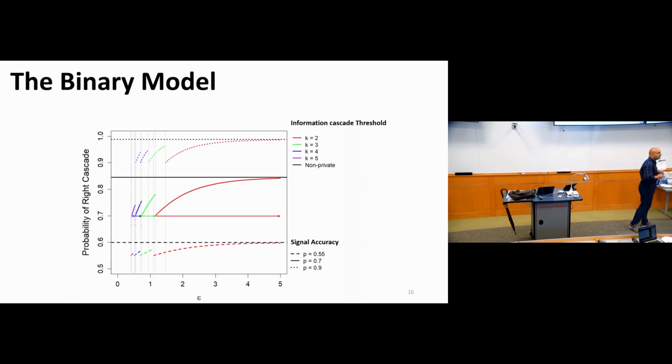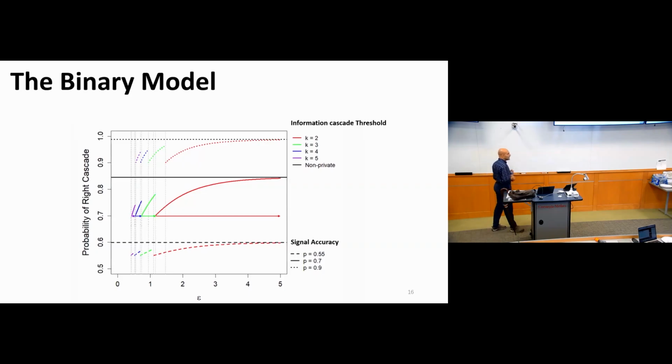There, now the privacy is so strict that 2 is no longer enough for people to follow the herd, to throw away their private signals. So information cascade threshold increases from 2 to 3. So that is where the non-monotonicity comes into play. That there are going to be values of privacy budget where with more privacy, with stricter privacy concerns, you actually get the benefit of improved learning as well.